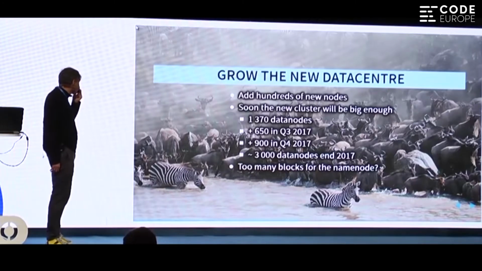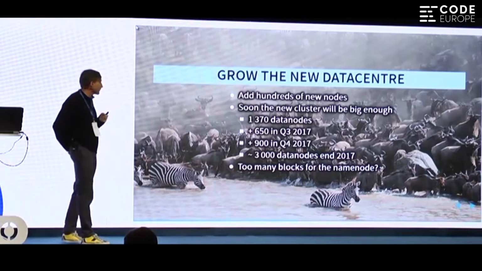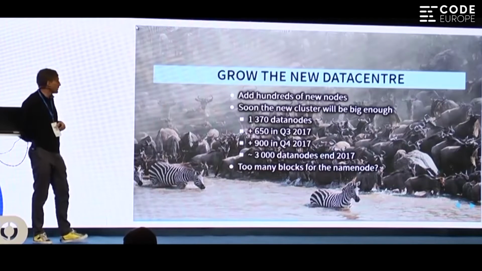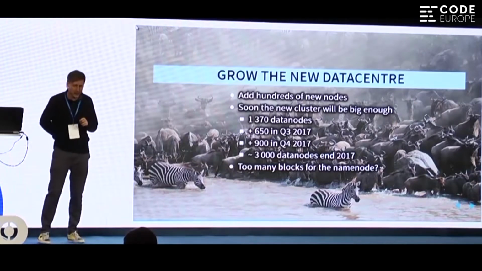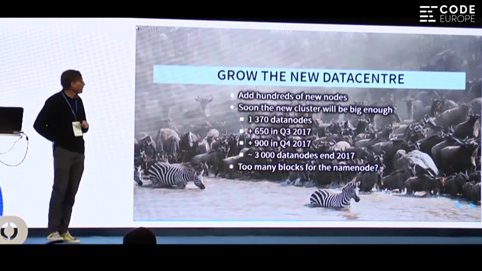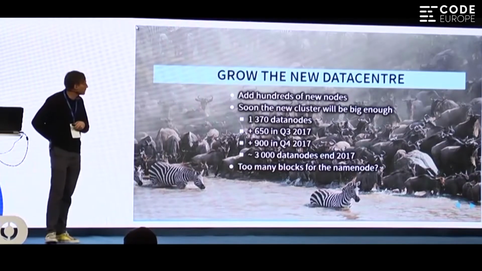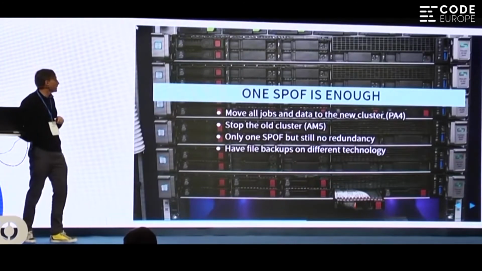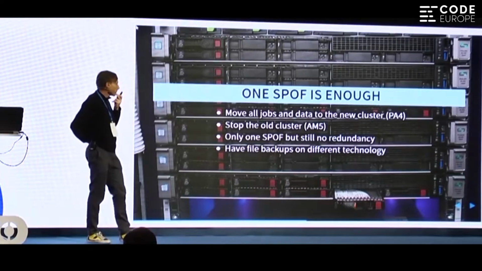So today the new cluster has almost 1,400 machines. We're adding another 650, so we'll be at 3,000 data nodes by the end of the year. This will give us enough capacity to move all the jobs onto the new cluster. But we're a bit worried that our name node is going to be a little bit too small. We're going to move all the jobs and the data to the new one and stop the old one.